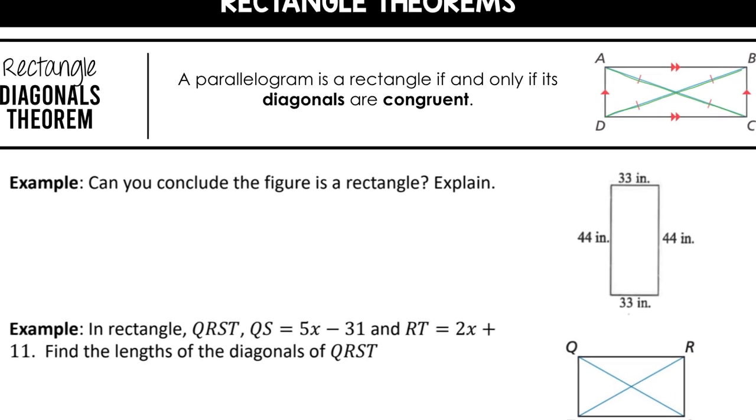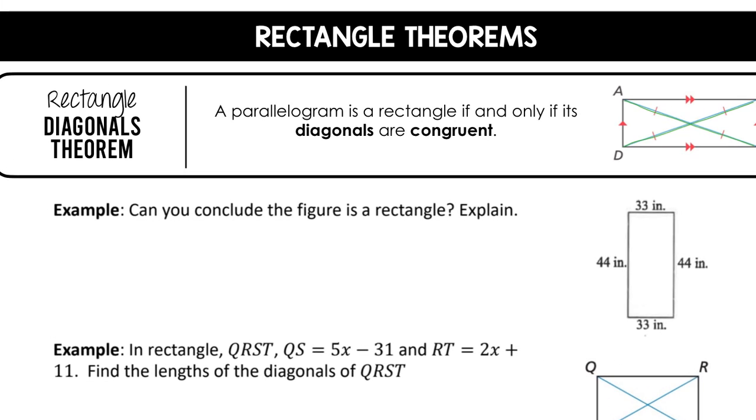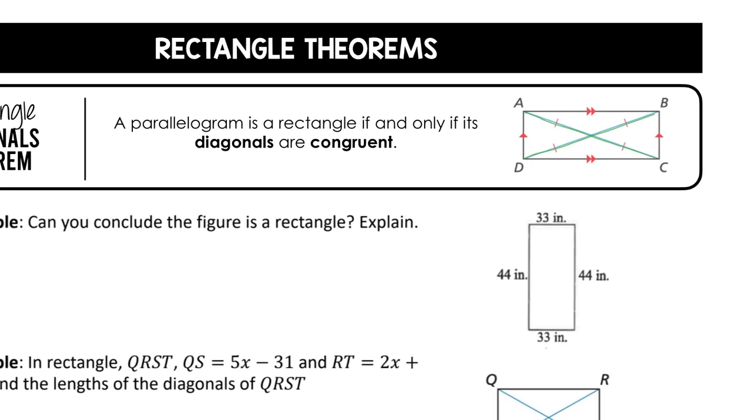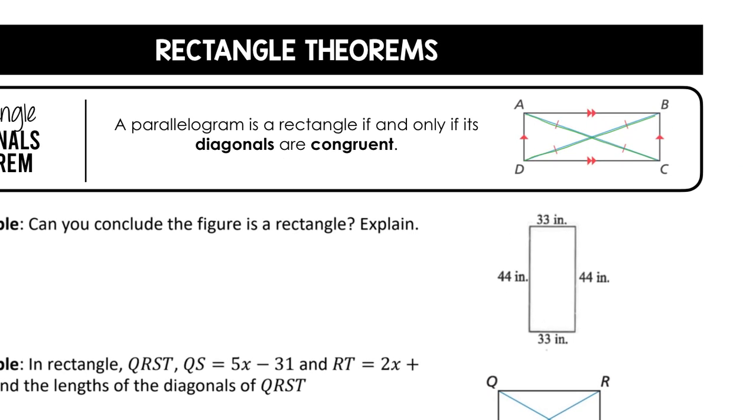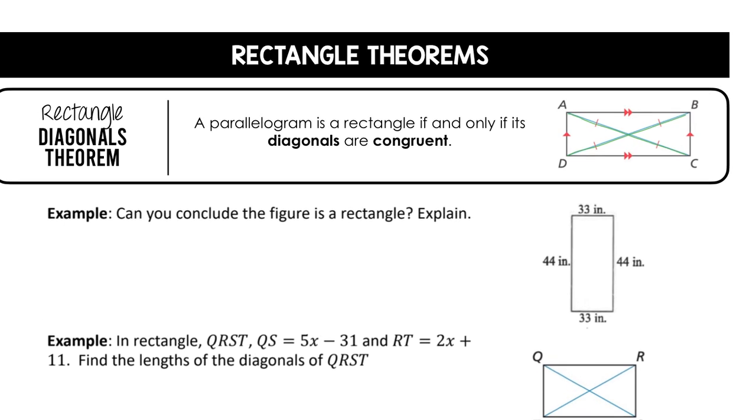So let's take a look at this. As long as it satisfies that, by the way, let's say you know nothing else about the shape, and the only thing that you know is the diagonals are congruent. That is enough to say that it's a rectangle. That's going to be useful later on.